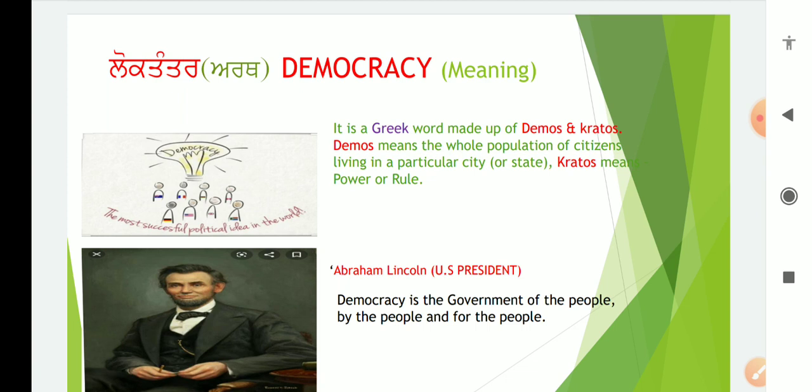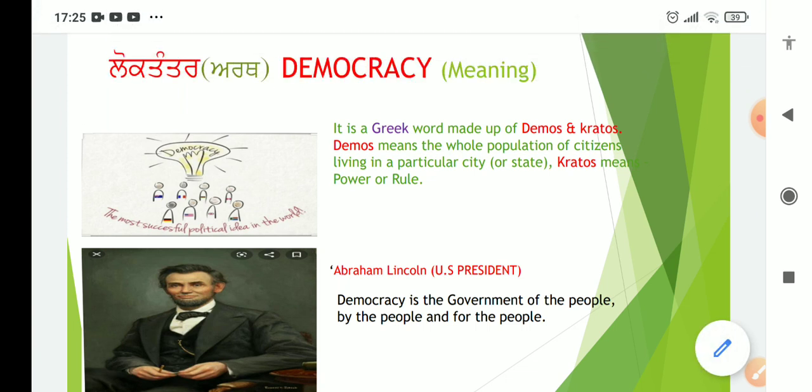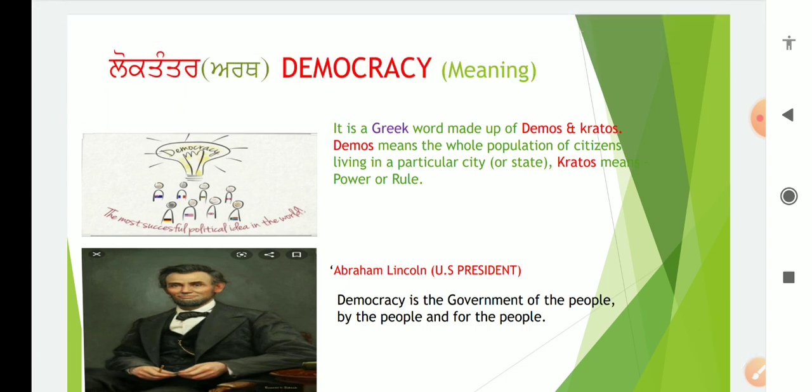So democracy is a Greek word made up of two words, demos and kratos. In fact, democracy is an English word derived from Greek words, demos and kratos. Demos means the whole population of citizens living in a particular city or state, and kratos means power or rule. So this way, democracy means rule of the people.